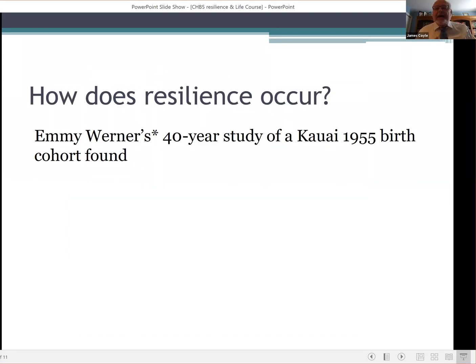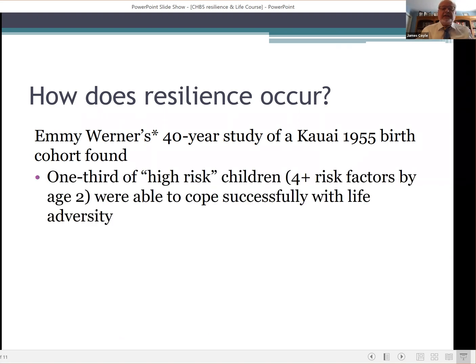When I think about how resilience occurs, I was very impressed with reading about Emmy Werner's 40-year study of the Kauai 1955 birth cohort. She worked with a group of people born on the island of Kauai for 40 years in order to look at what were the risk factors that were occurring, what were the protective factors, what were the outcomes. She found some really interesting things.